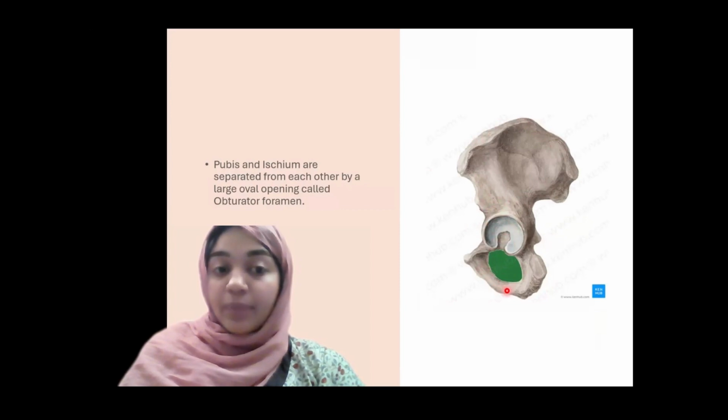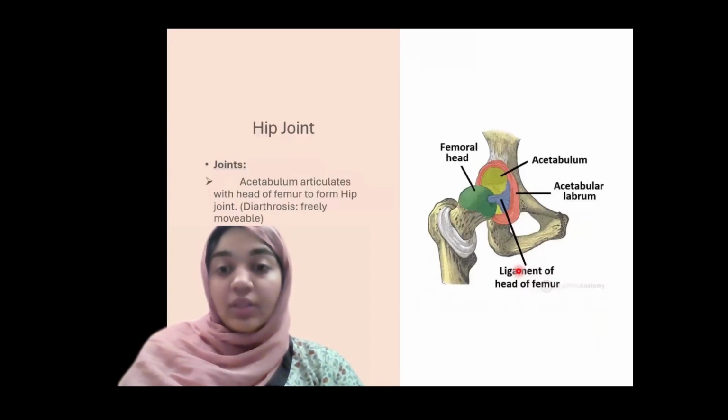Now we have a special opening called the obturator foramen. The pubis, which is here, and the ischium, which is here, are separated from each other by a large oval opening called the obturator foramen. Moving on, the hip joint.